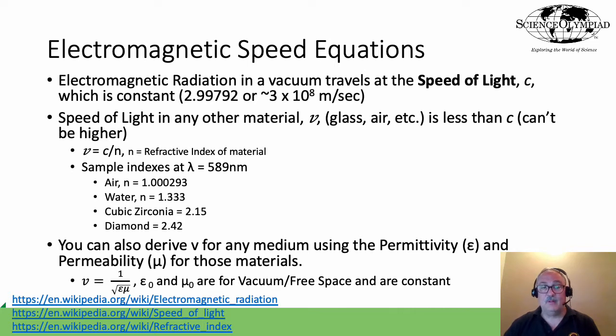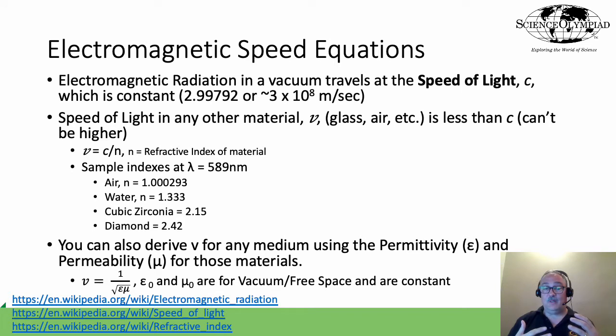Okay, and so now you can also, if you have the permittivity and permeability of those materials, figure out what the speed of light is in any material. And it's 1 over the square root of the permittivity times the permeability. Now, the permittivity and permeability of free space are given by epsilon 0 and mu 0, and you just put those in there, and then you've got the speed of light in free space, which is 2.99792 times 10 to the 8th meters per second.